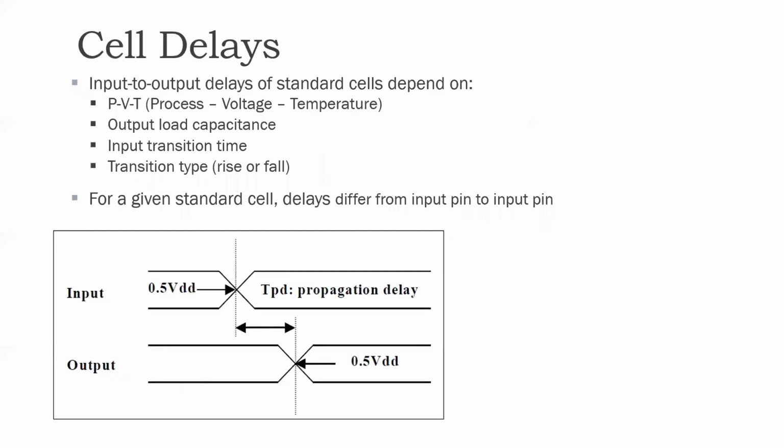What are cell delays? The input-output delays of standard cells depend on a variety of factors, but before we get into that, let's look at the diagram at the bottom of the slide. It defines what a cell delay of a combinational cell is. When the input changes, the delay is the time from the input changing to the output changing. But how exactly do we define it?